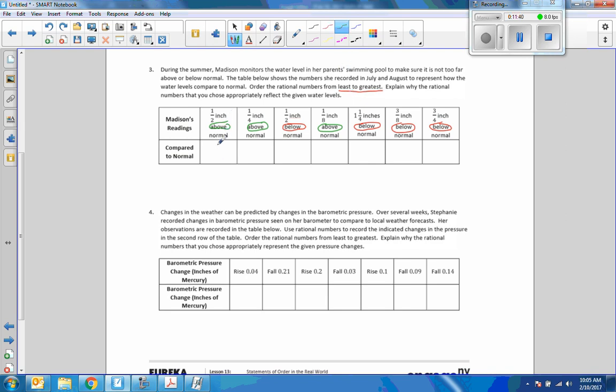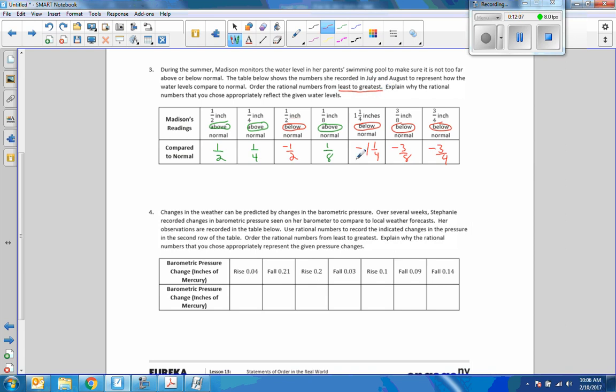1/2 inch above normal is a positive 1/2. 1/4 above normal is a positive 1/4. 1/8 above normal is a positive 1/8. 1/2 inch below normal is negative 1/2. 1 1/4 below is a negative 1 1/4, 3/8 below is negative 3/8, and 3/4 below is negative 3/4.